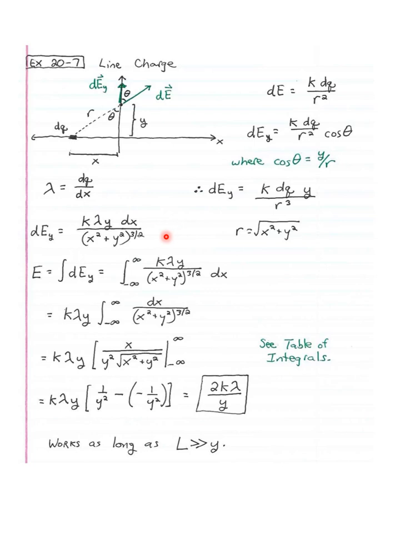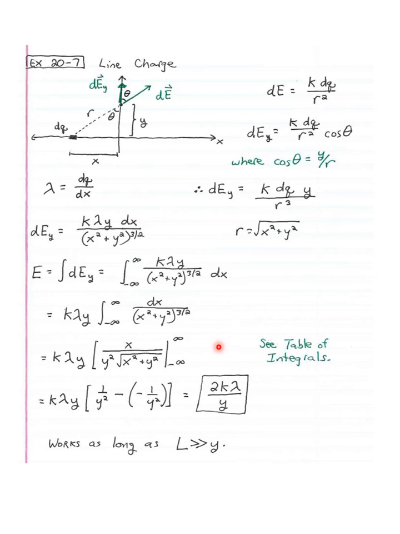The electric field is the integral of all these little electric field elements. So we have integrating from negative infinity to positive infinity, k lambda y over x squared plus y squared to the 3/2 power dx. Let's take the constants k, lambda, and y, factor them to the left, and we're left with this integral, integrating dx over x squared plus y squared to the 3/2 power.